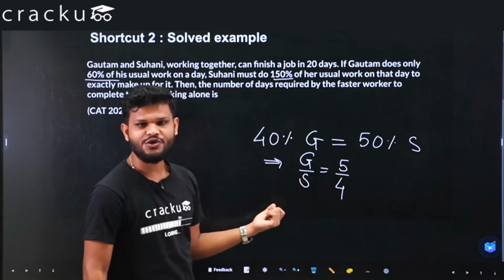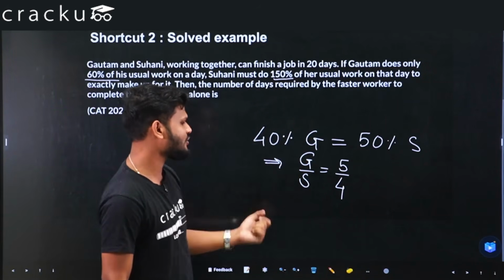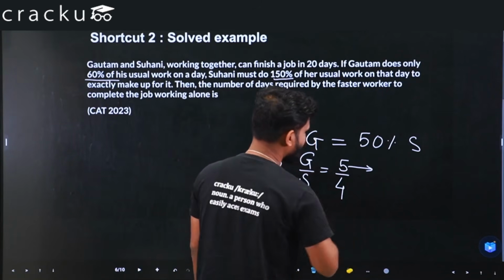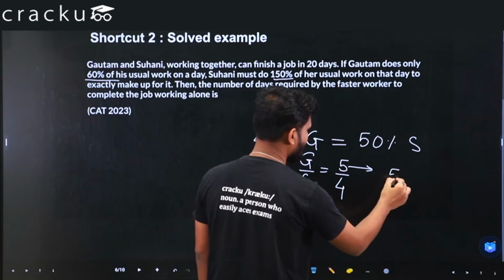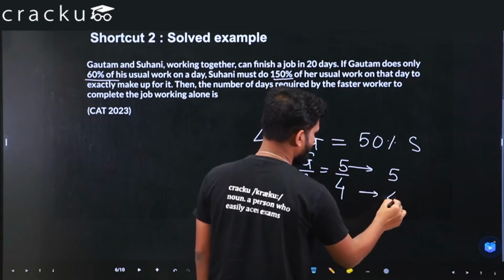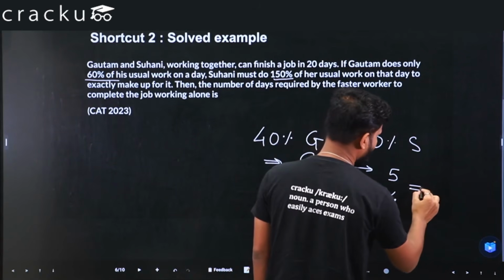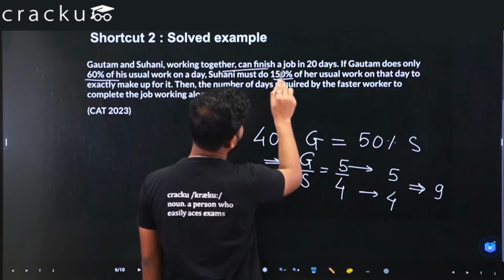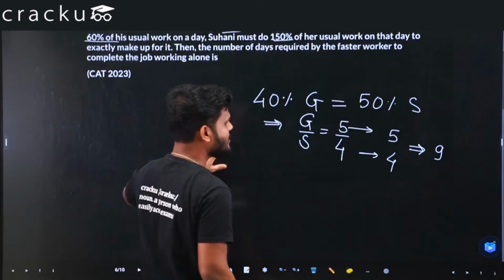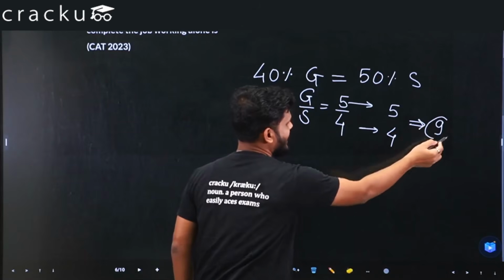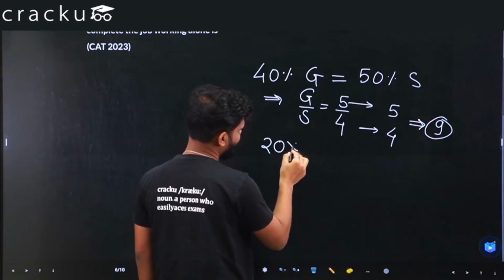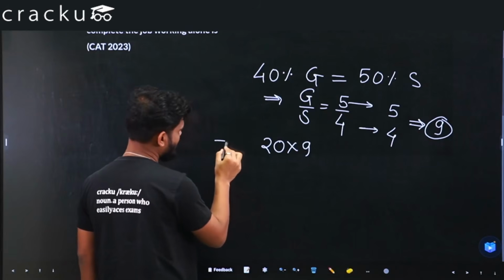So we got the ratio of efficiency G by S, Gautam by Suhani. Who is the faster worker here? Gautam. Let us take his efficiency as 5, so Suhani's efficiency will be 4. Combined efficiency will be 9. And it is told that working together they can finish the job in 20 days. So their combined efficiency is 9 and they take 20 days to finish the job. So the total job is 20 into 9. This is the total work.